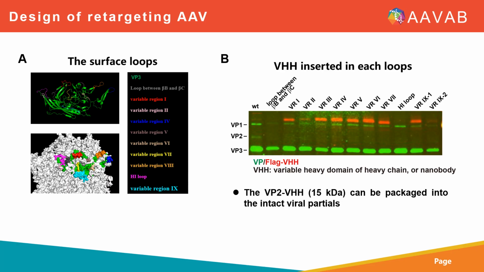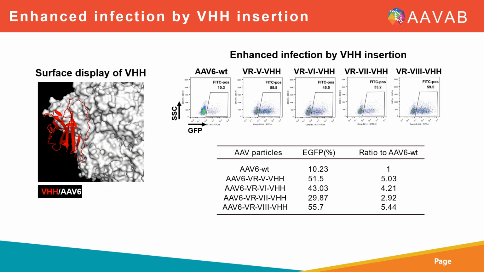To test the versatility of this platform, we inserted a VHH at all of the loops in the VP2 of AAV6. If we insert a VHH in all VPs, the viral particle cannot be packaged. In our platform, the VP2 contains a VHH, and it can be incorporated into the AAV particle. By the surface-displayed VHH, the infection of AAV is significantly enhanced, to about 3-fold or 5-fold.